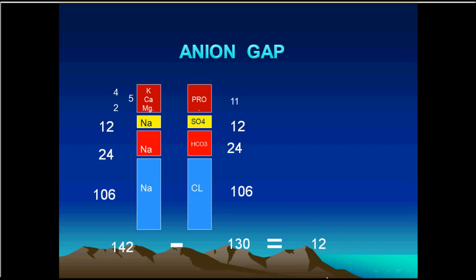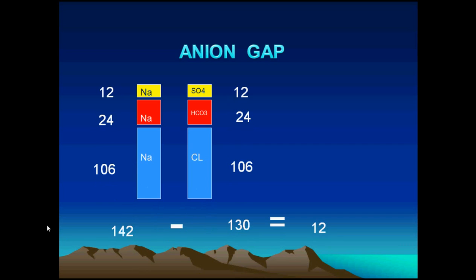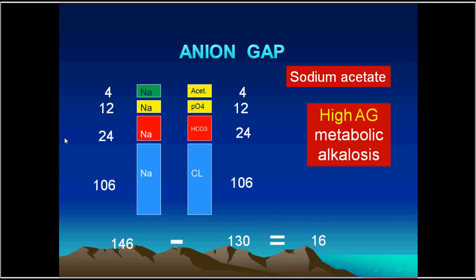This is a gap. It is an anion. This is a difference in the anions. This anion should be added to these anions in order to equal that cation. So that's why it is an anion gap. And just to make it easy, sodium minus bicarbonate plus chloride gives you 12. This is a normal anion gap.